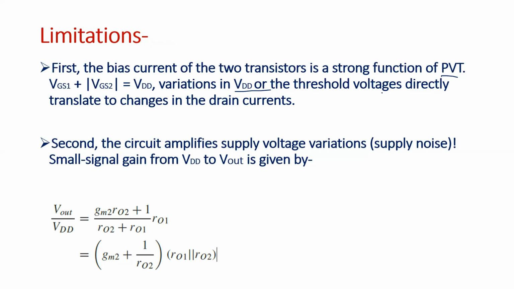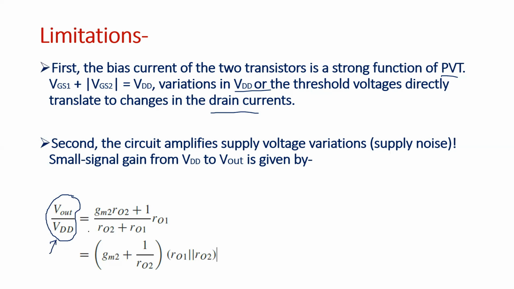Process variation and the variation in VDD or the threshold voltage directly translate to changes in the drain currents. It means your gain is directly affected by temperature or process variations. The second limitation is that the circuit amplifies supply voltage variation, which is called supply noise. The supply voltage directly interacts with your inputs VGS1 and VGS2, so any small signal fluctuation in the supply voltage is going to reflect at the output, because of direct coupling of the supply voltage to the output. This is termed unwanted gain.